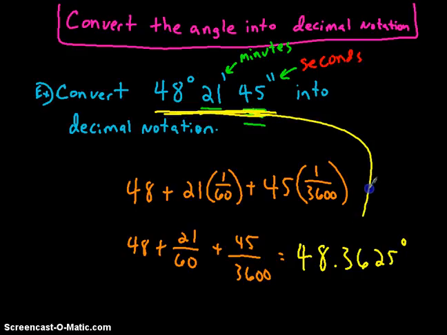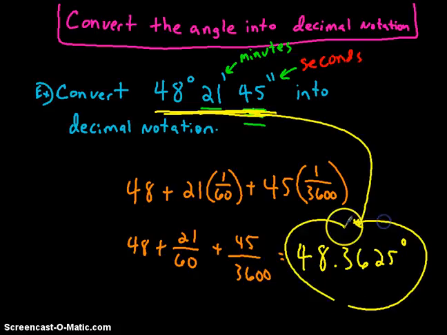Basically all of that, 48 degrees, 21 minutes, and 45 seconds, is the same thing as 48.3625 degrees. What you really see is that the minutes and seconds don't change the 48 very much. That's really the whole number. This just represents some decimal part, and that decimal part is represented by 0.3625. So that's how you change from degrees, minutes, and seconds into plain decimal form.